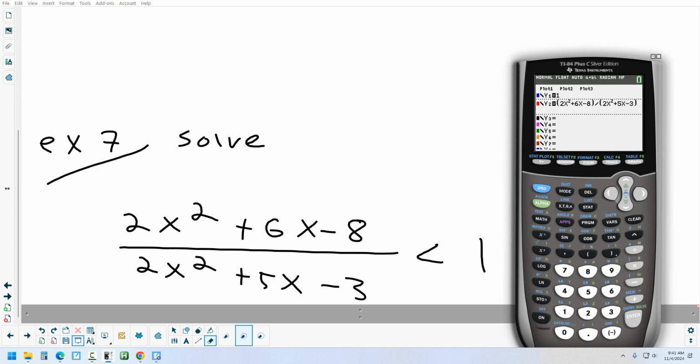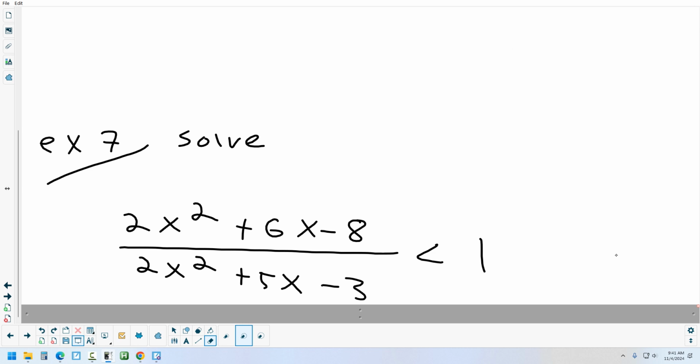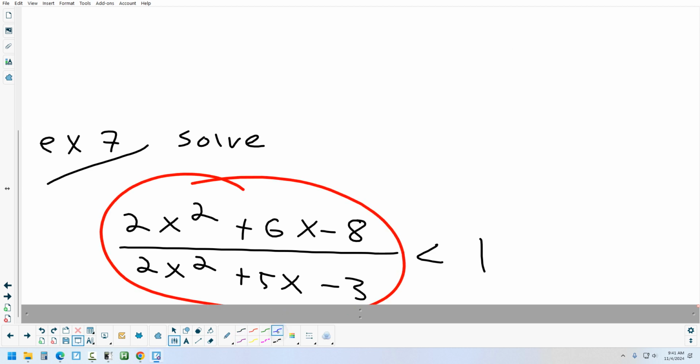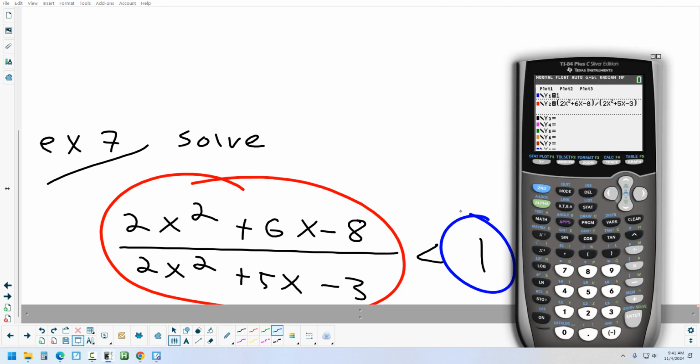And are we looking for where the red one is less than or greater than the blue one? Less than, yeah. So just to make sure we remember which one is which, that's the red one, and that's the blue one, the way I typed it in. If you type it in and you switch Y1 and Y2, that's fine. Just keep track of which one is which. So we're basically looking for where the graph is under the horizontal line at 1. Let's do zoom 6 and see what we got.